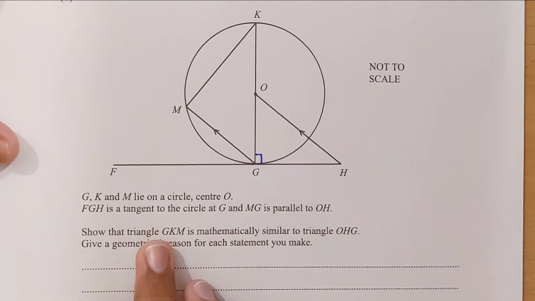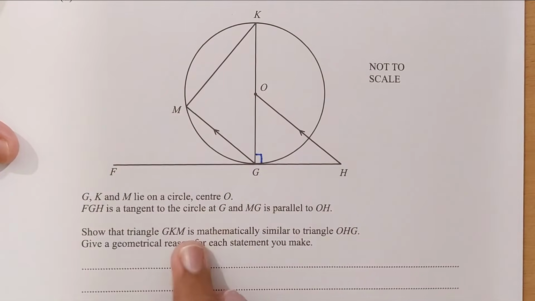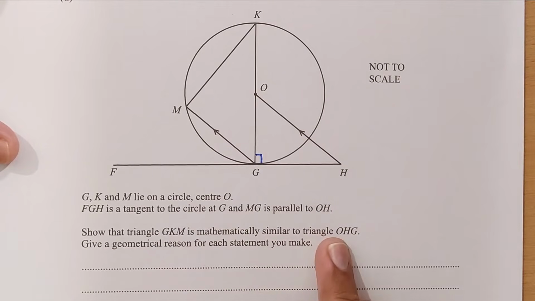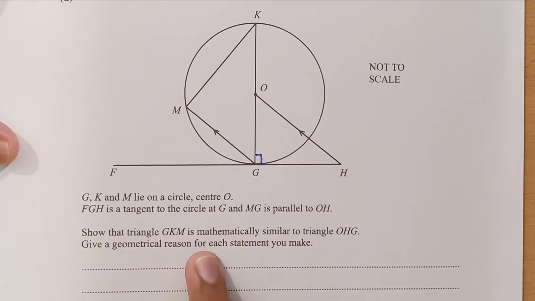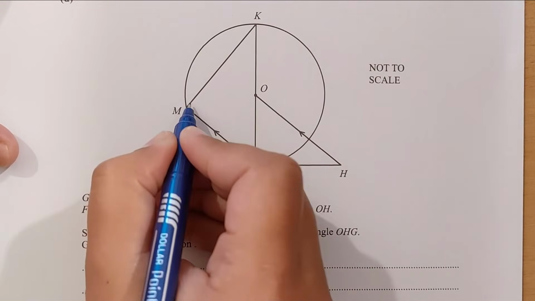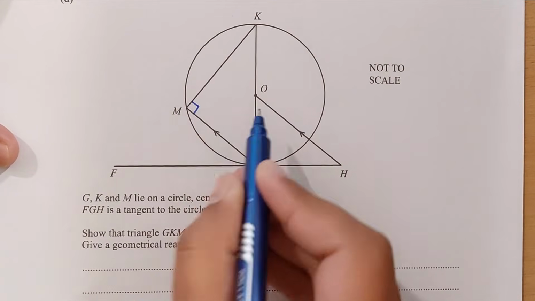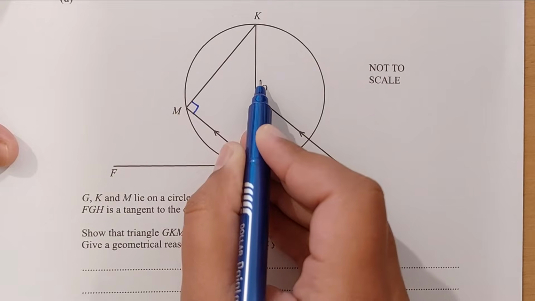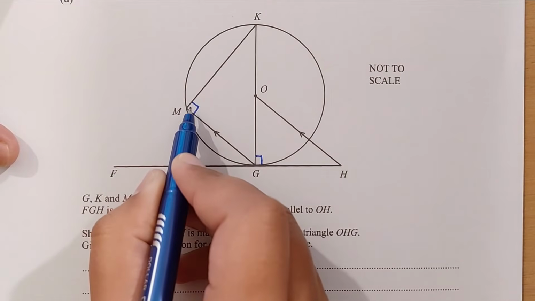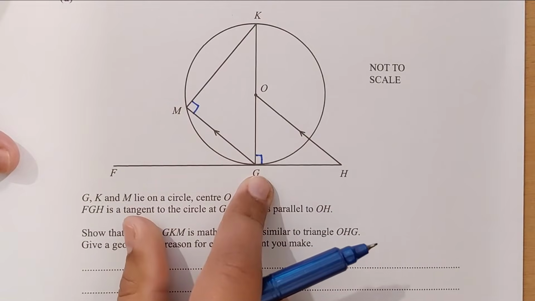Show that the triangle GKM is mathematically similar to the triangle OHG. Give a geometrical reason for each statement you make. Okay, and this angle is also 90 degrees because the triangle over the diameter is a right triangle and the angle opposite to the diameter is 90 degrees, right? So we have two angles.